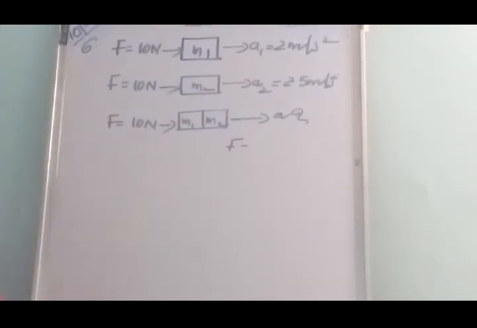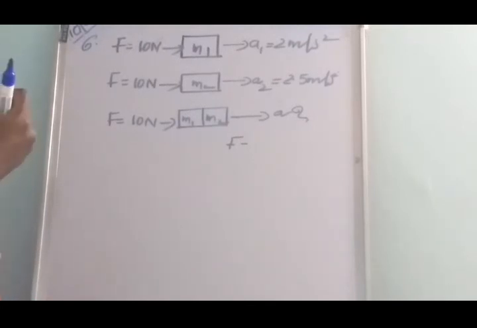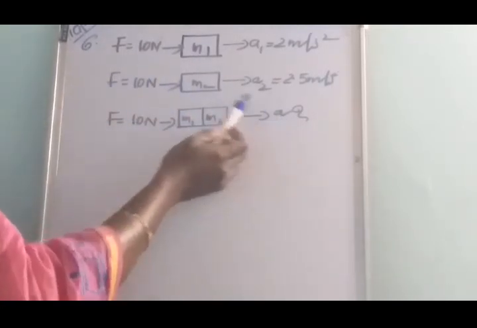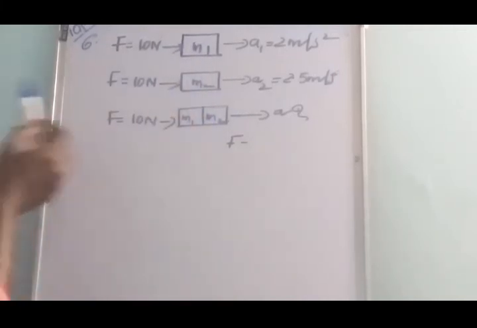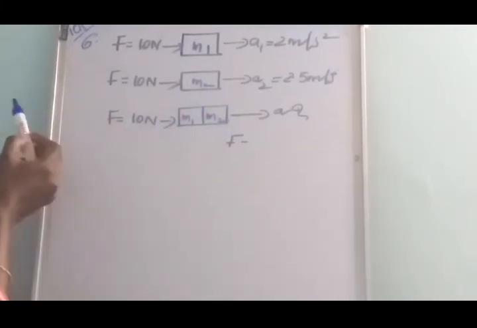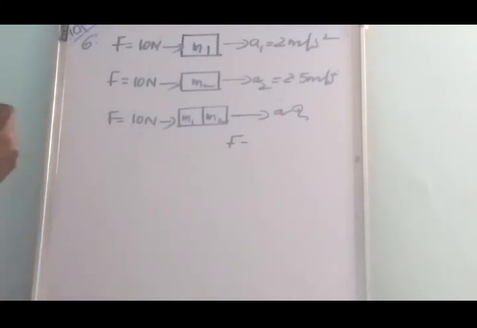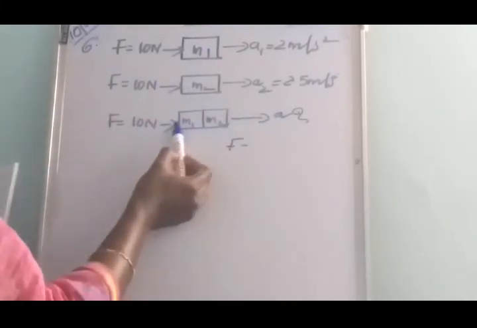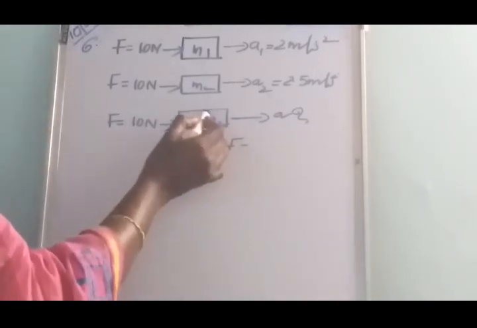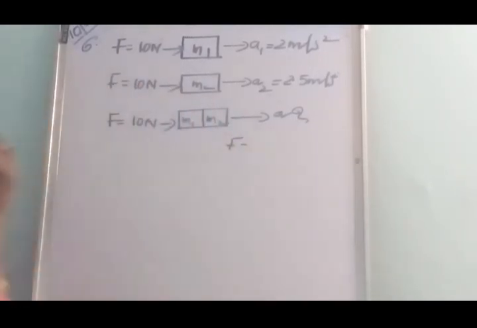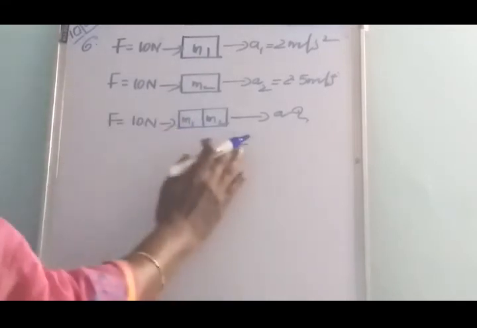Then what we actually have to find is the acceleration produced when the same force is applied while both the masses are tied together. Here both the masses are tied together, and we apply the same force of 10 Newton. Then we have to find the acceleration of this system, that is, the acceleration of these two masses tied together.